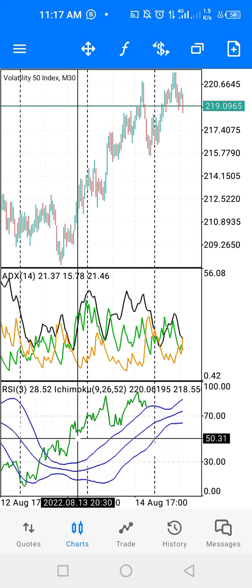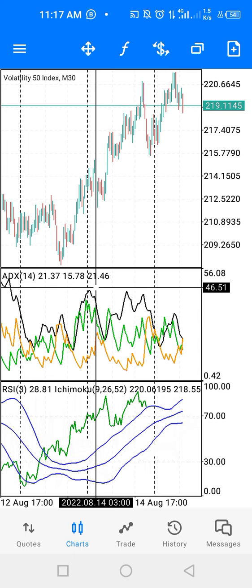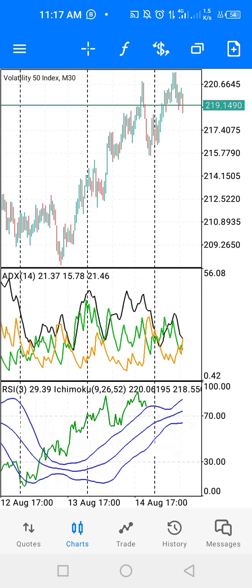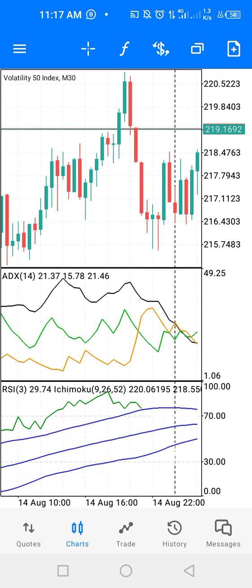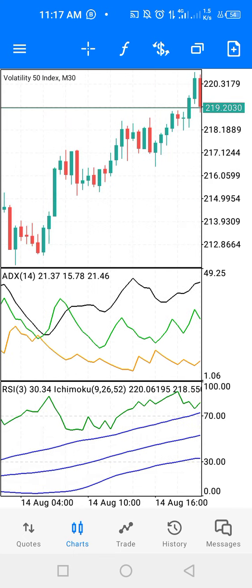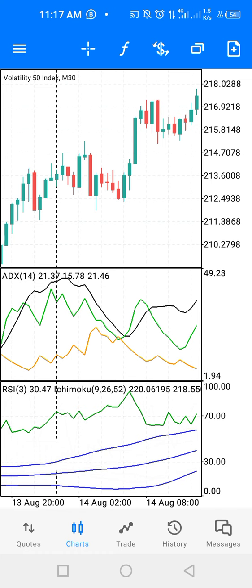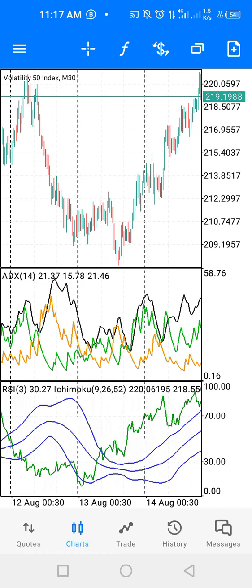Then just go to your ADX, which you already know: anytime the green line is crossing above the yellow line, what will you do? You buy. You don't need to sell at that particular moment, because if you are selling, you are going against the trend. But if you are buying, you are going in line with the trend.